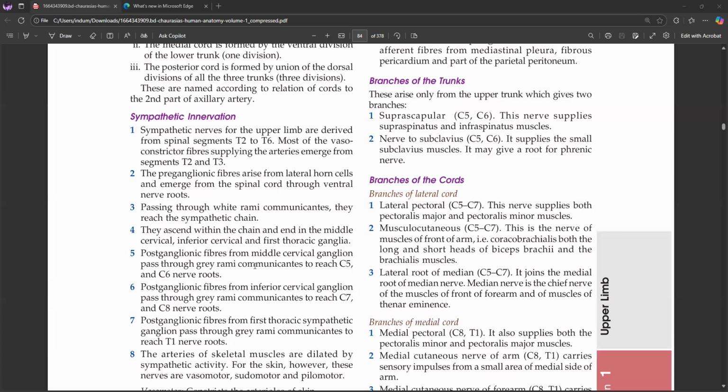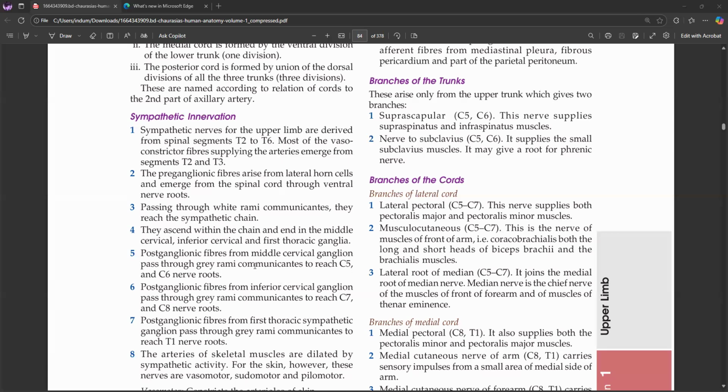Sympathetic innervation. Number 1. Sympathetic nerves for the upper limb are derived from spinal segments T2 to T6. Most of the vasoconstrictor fibers supplying the arteries emerge from the segments T2 and T3. Number 2. The preganglionic fibers arise from the lateral horn cells and emerge from the spinal cord through ventral nerve roots. Number 3. Passing through white rami communicantes, they reach the sympathetic chain.